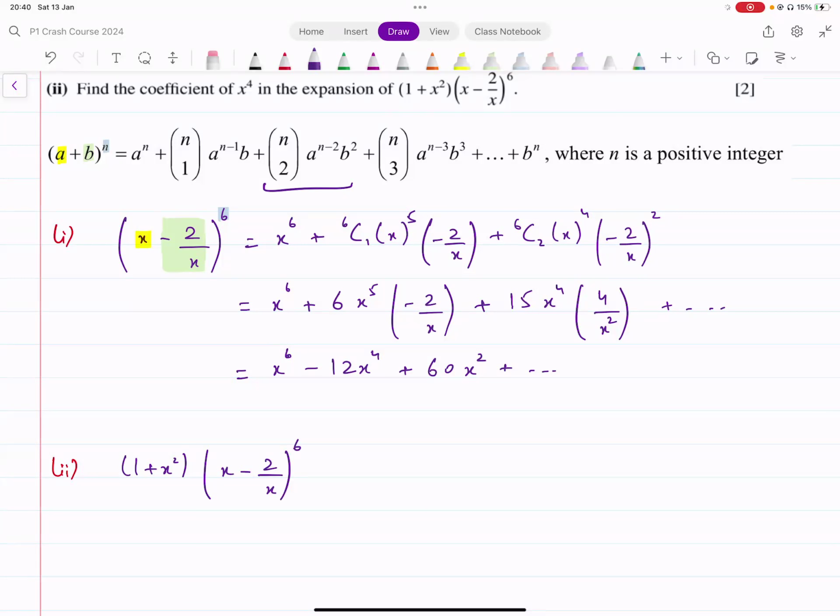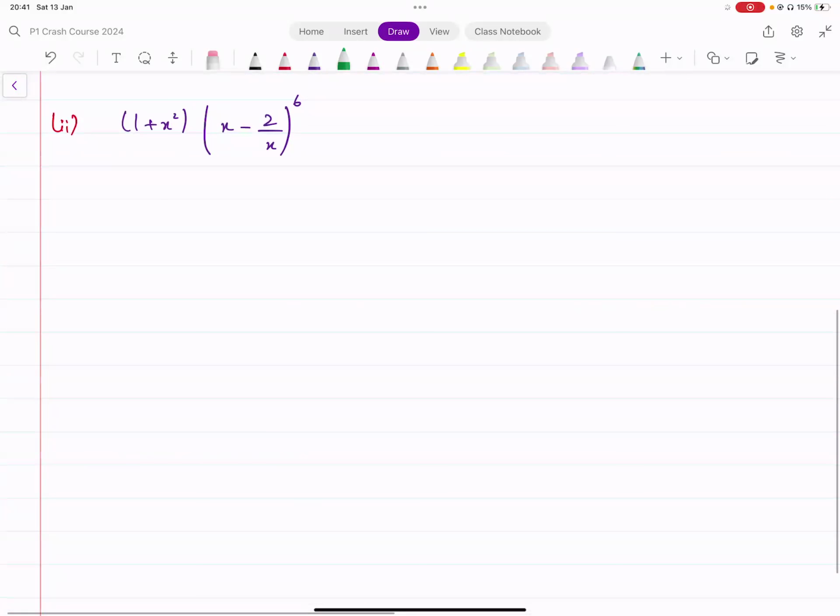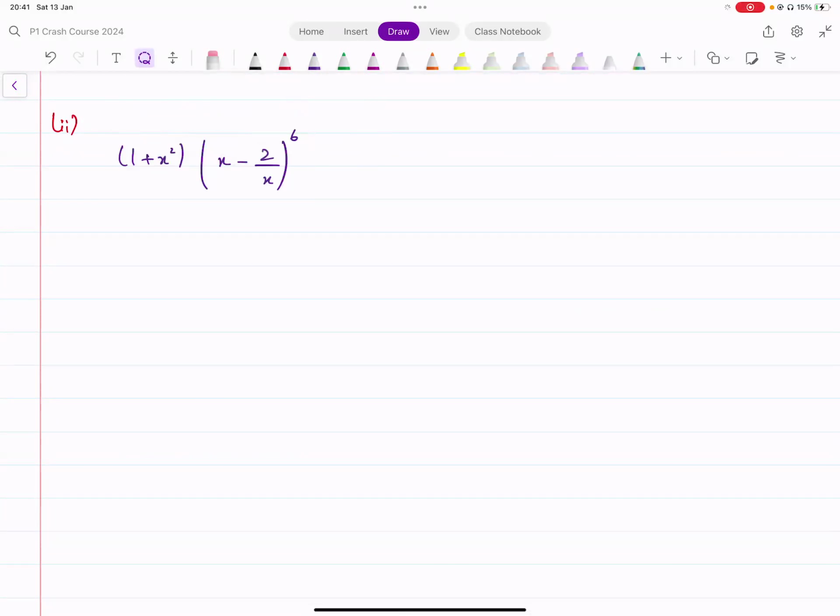Now remember what we used to do in problems like these. We said we would start thinking from the expression that does not have a power on it. So 1 plus x squared does not have any power. So the power is 1 basically. We start from that. What are we looking for? We're looking for x raised to power 4. We start thinking from this. We want x raised to power 4 at the end. That's the only term that we're interested in.